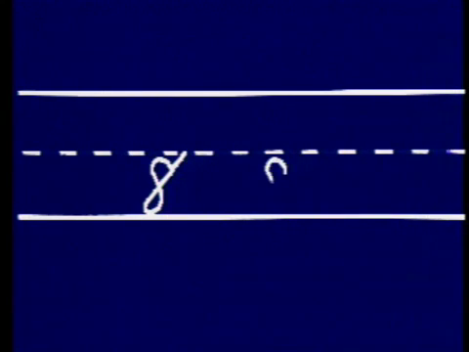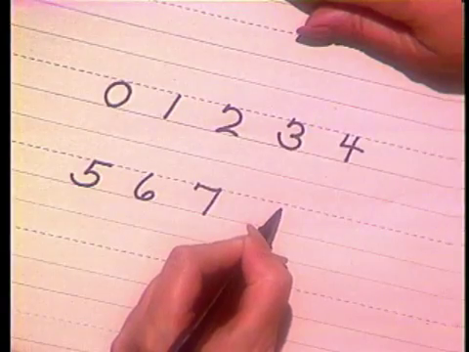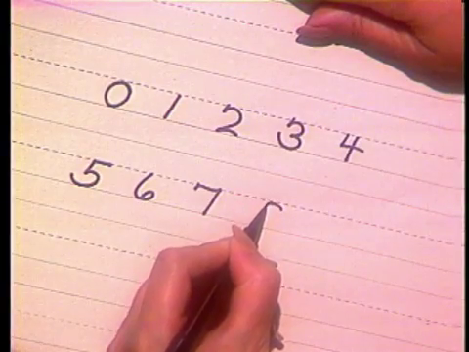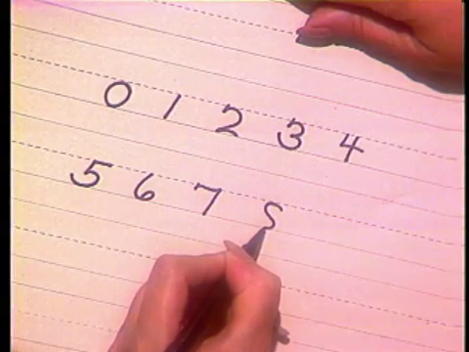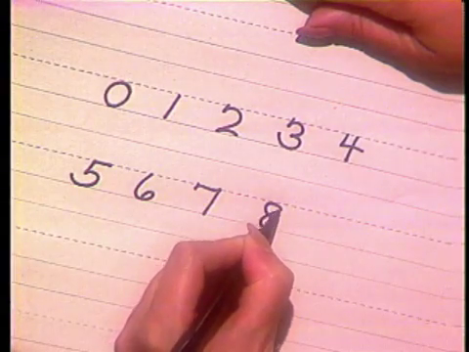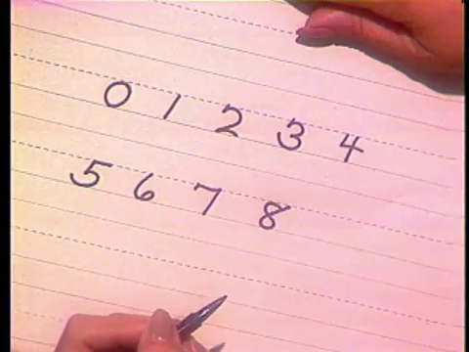Let's look at it again. Curve back and around and finish. Now watch as I write the number 8 on my paper, beginning slightly below the midline and then curving back and around, going back to the baseline, and then a slant up to the midline.